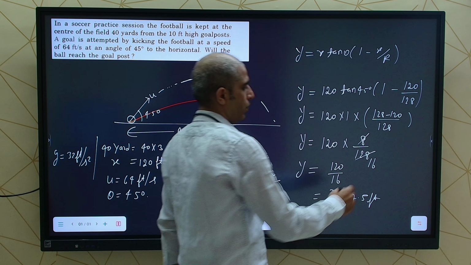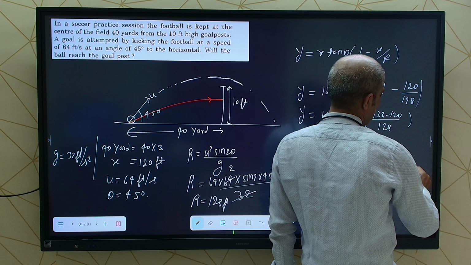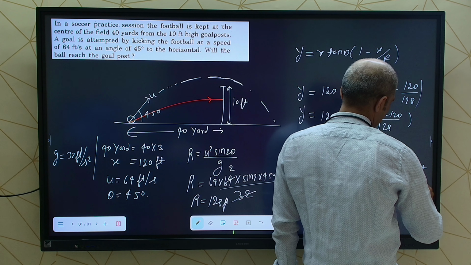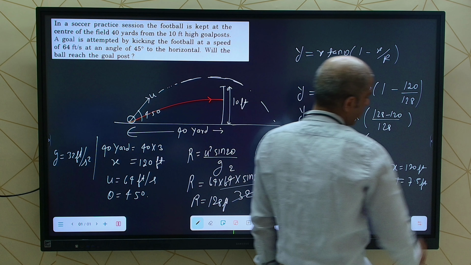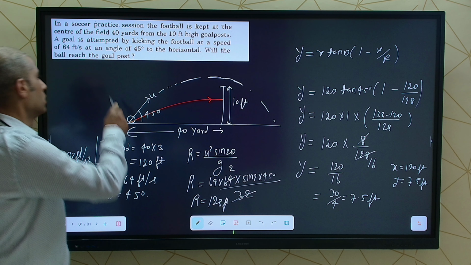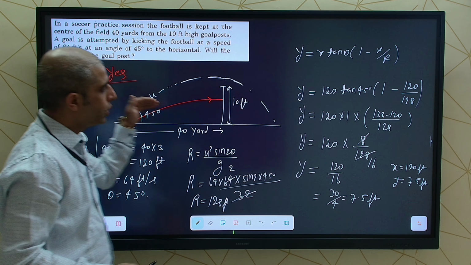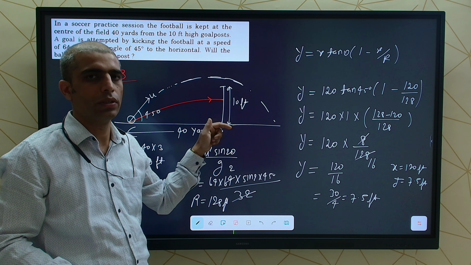So when the value of x is 120 feet, the value of y is 7.5 feet. So the answer for this question is yes. The ball is going to hit inside the goalpost.